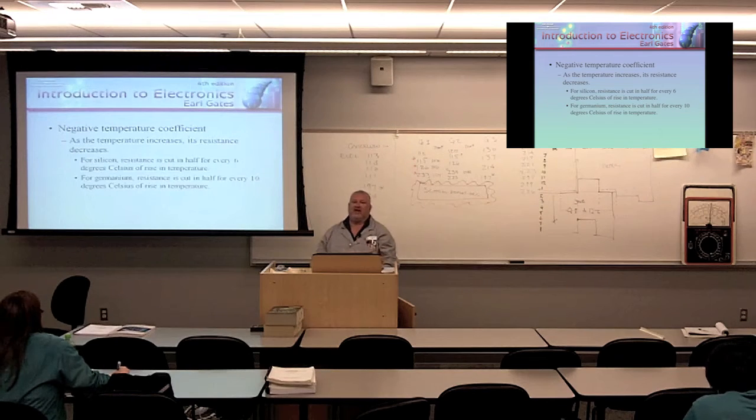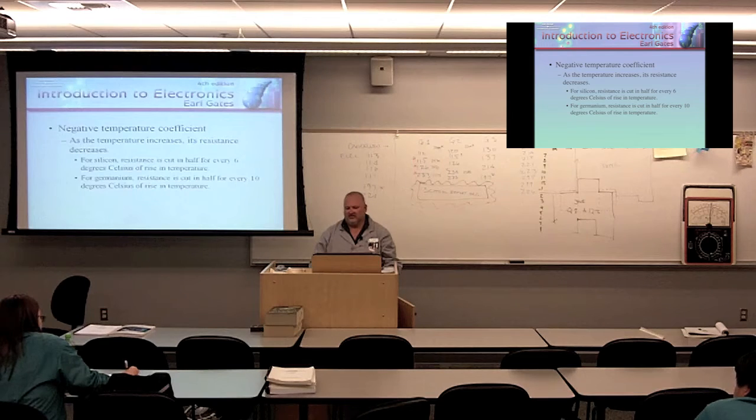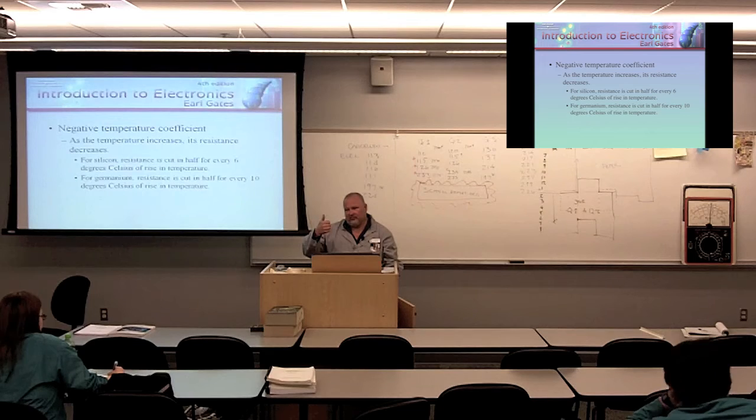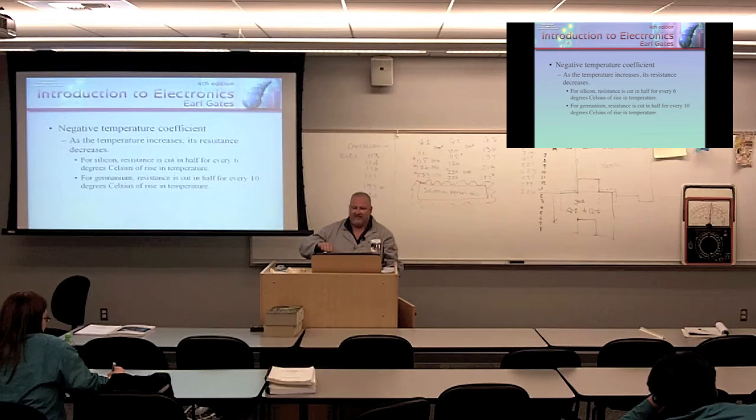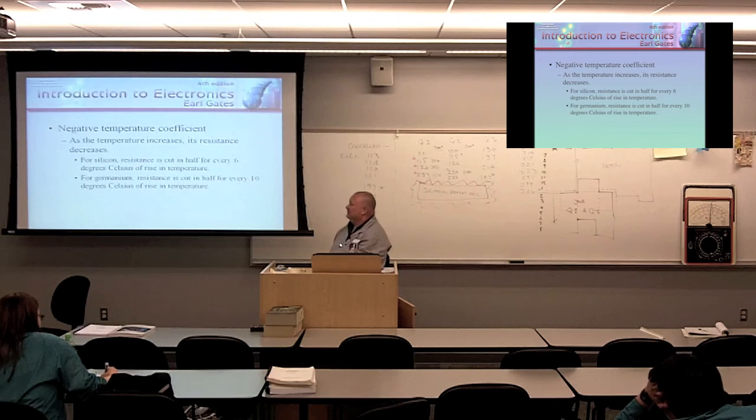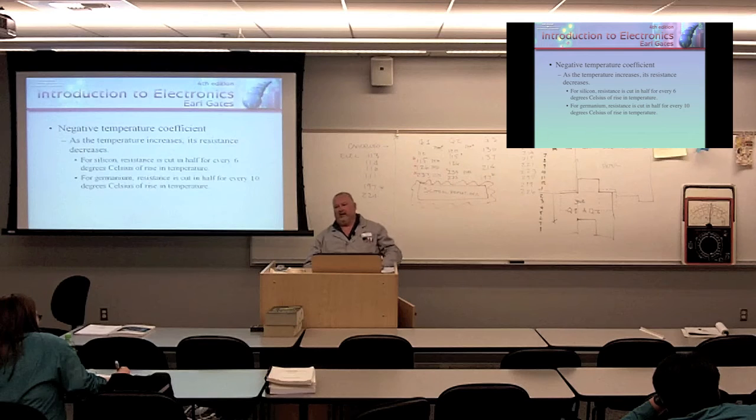Now for silicon, which is again the most popular semiconductor material, resistance is cut in half every 6 degrees Celsius of rise in temperature. So you rise 6 degrees in temperature, whatever resistance you're at is now cut in half. For germanium, resistance is cut in half for every 10 degrees Celsius of rise in temperature. So it takes a bigger change in temperature to bring that about in germanium.